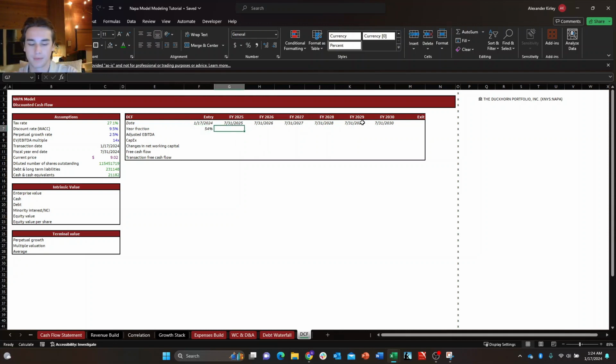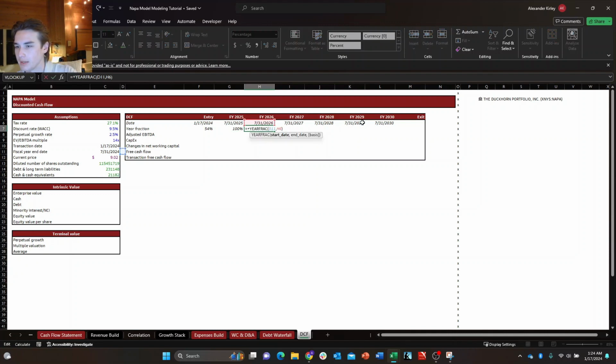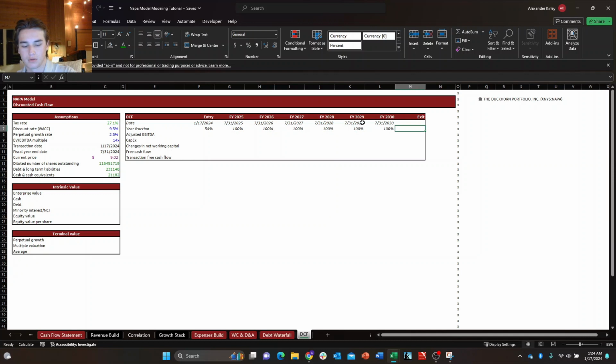Now moving forward, we'll continue to do this YEARFRAC with the start date being the fiscal year end, and then that being our end date. That's going to look a little wonky right now, but that's going to be H6 or G6, sorry. Command right, wonderful. And then exit is going to be this date as well. Fantastic.